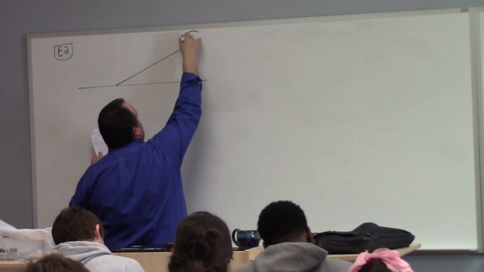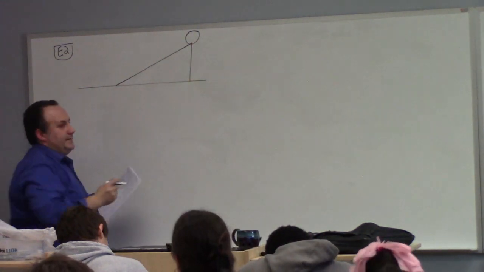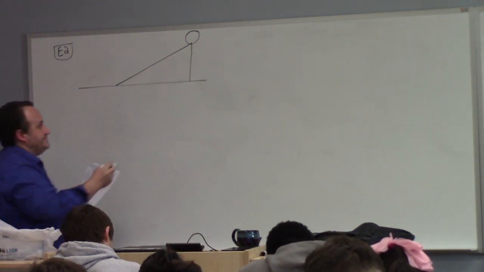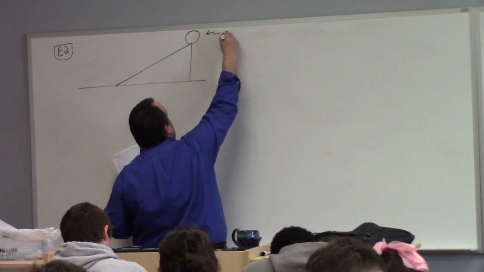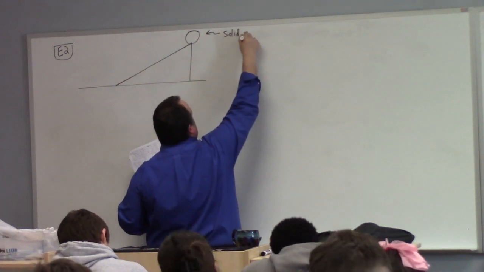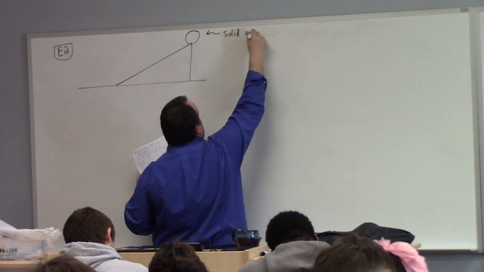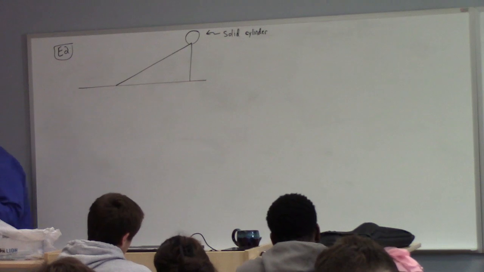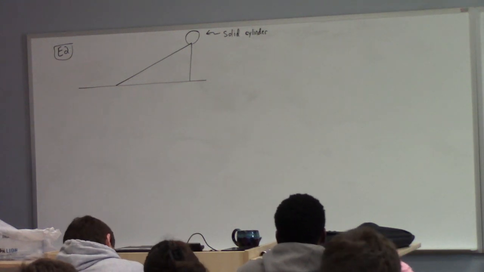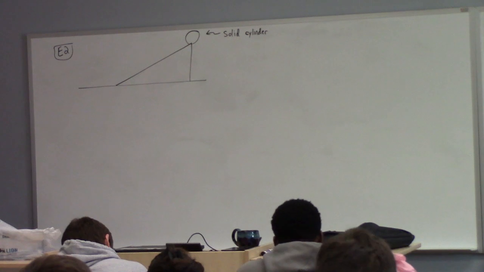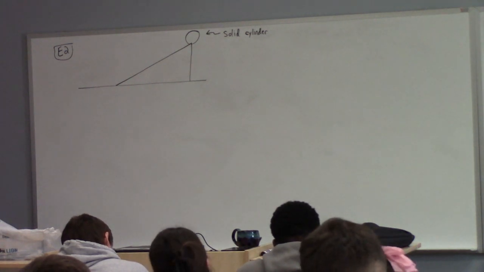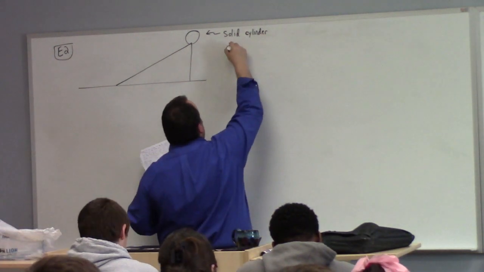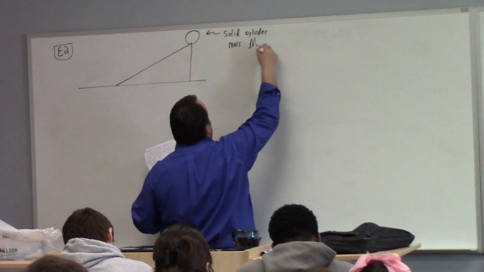So suppose we've got an inclined plane. We've got a solid cylinder at the top, all right? So we'll make this a solid cylinder. But once you understand this, we could change it. You could swap it out for like a bowling ball, like a uniform solid sphere, right? You could swap it out for like a basketball, like a spherical shell, any of those shapes we've done, right? So it's a solid cylinder of mass M, radius R.